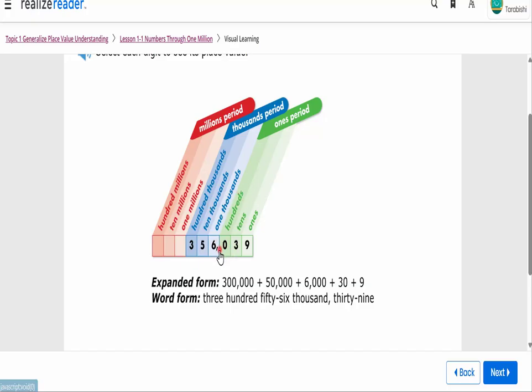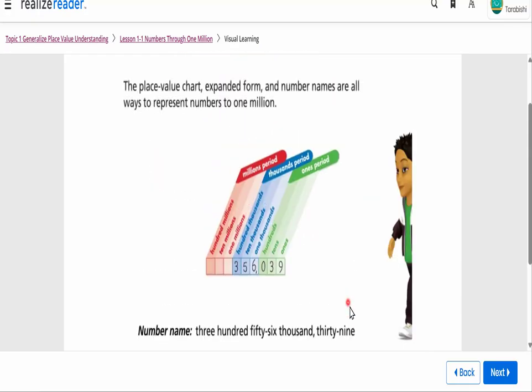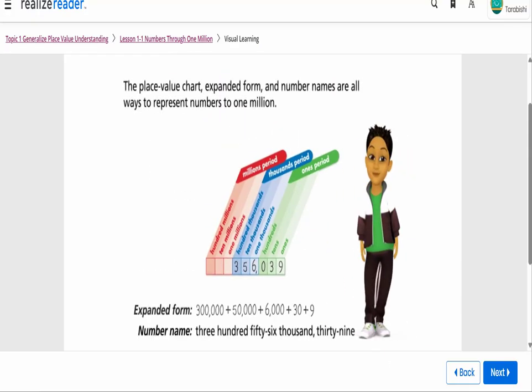Then we have nothing in the hundreds place because there's a 0 as a placeholder. We have 3 tens, which is the same thing as 30, and 9 ones. Or 300,000 plus 50,000 plus 6,000 plus 30 plus 9. And that's the exact same as 356,039. And that's what we have here. The place value chart, expanded form, and number names are all ways to represent numbers to 1 million.